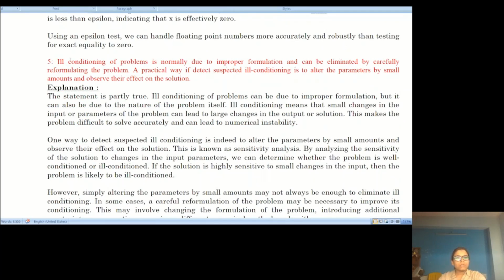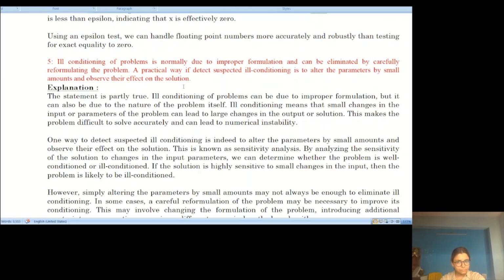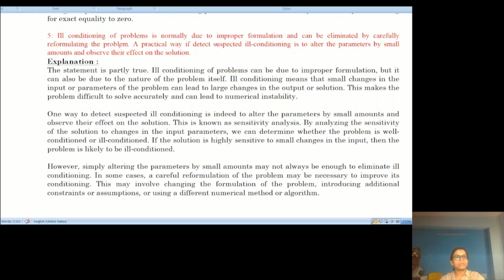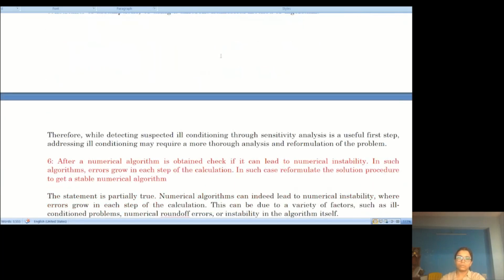For the next question: ill condition of a problem is normally due to improper formulation, and can be eliminated by carefully reformulating the problem. A practical way, if you detect suspected ill condition, is to alter the parameter by a small amount and observe the effect on the solution. This statement is partly true. I mean, ill condition of a problem can be due to improper formulation, but it can also be due to the nature of the problem itself. So this statement is partly true.